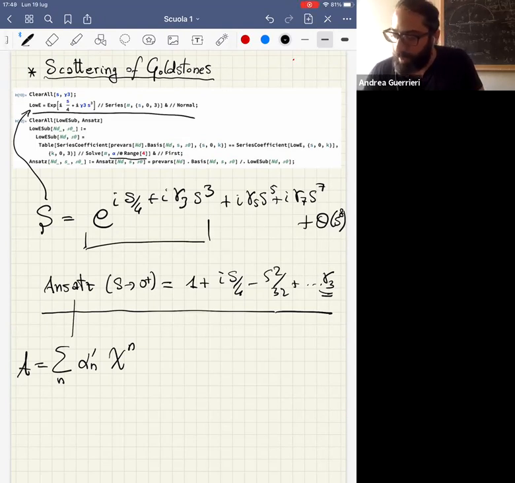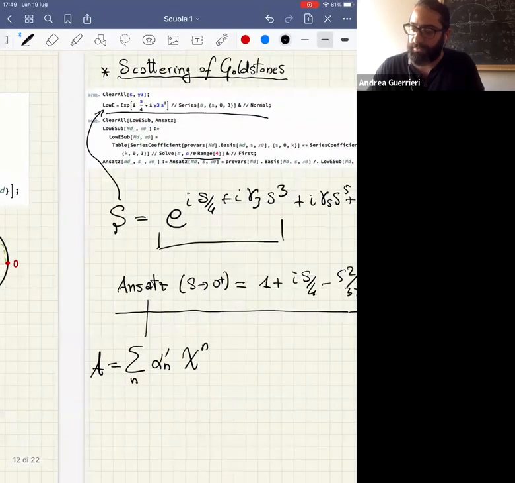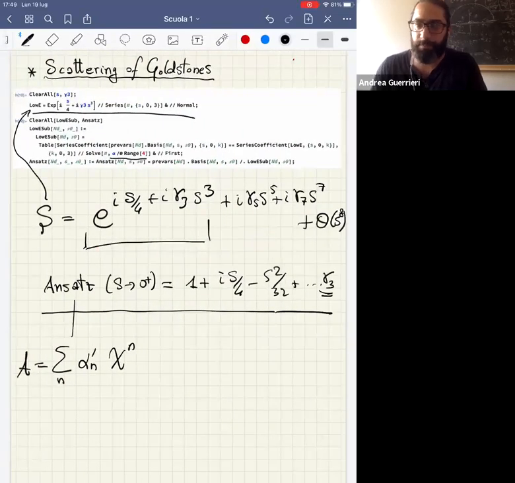So in this way, we have an ansatz that is defined on the unit disk, so it's automatically analytic in the upper half plane, and has also the expected low energy behavior. So this is the part of the code that performs this substitution. And then what we need to do is just to impose unitarity.